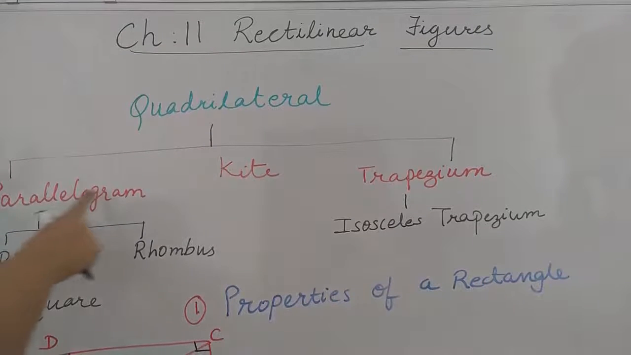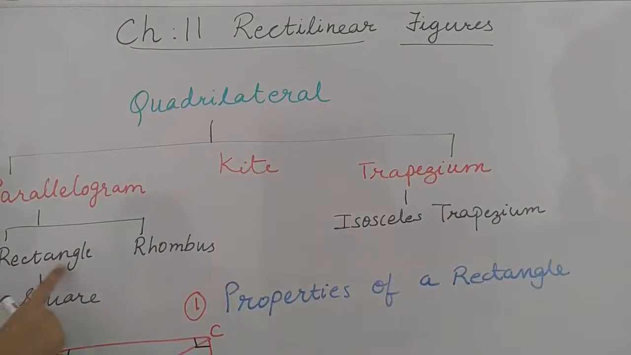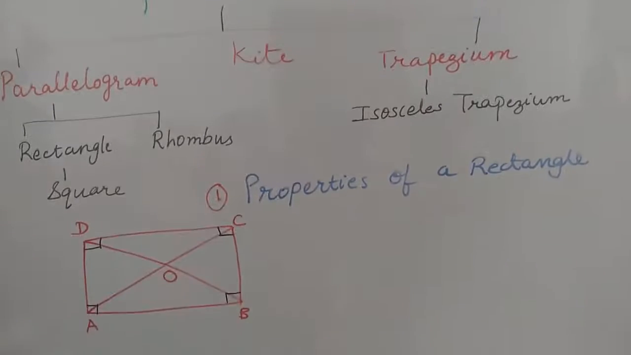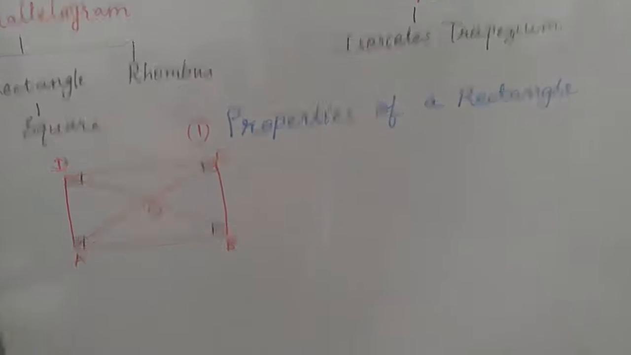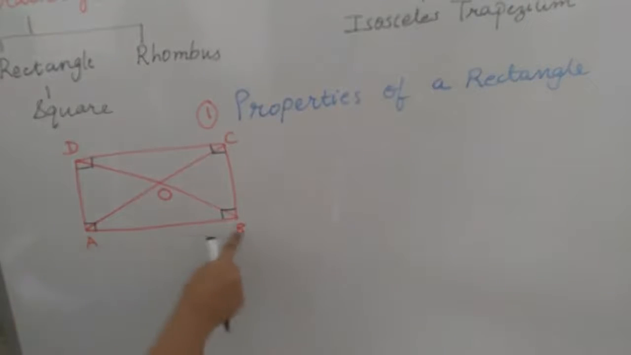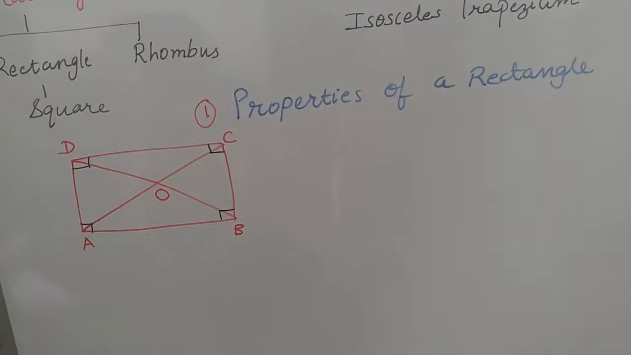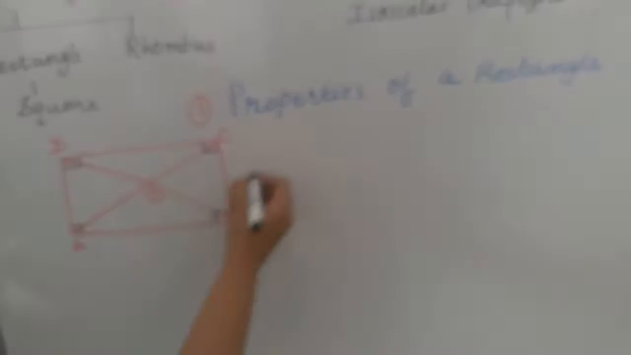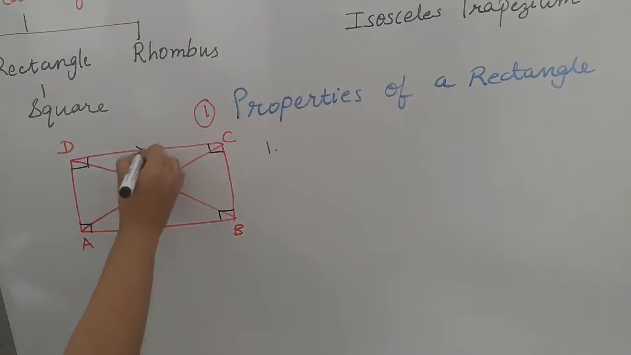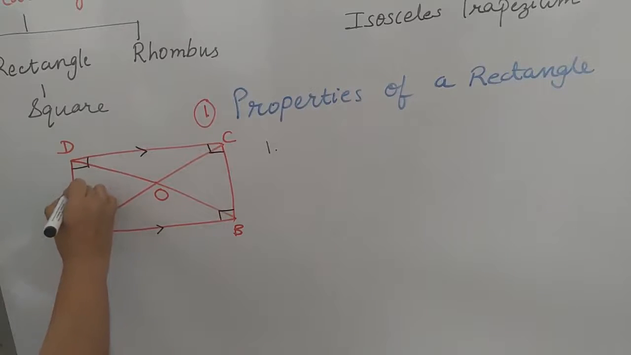Now, after the properties of a parallelogram, we will learn about the rectangle, properties of rectangle. So you can see the figure here, everybody. This is rectangle ABCD drawn here, and the first property we learn about is parallel sides. The opposite sides are parallel.